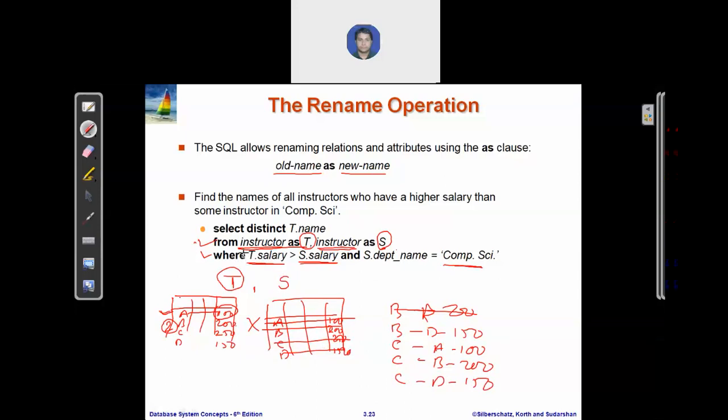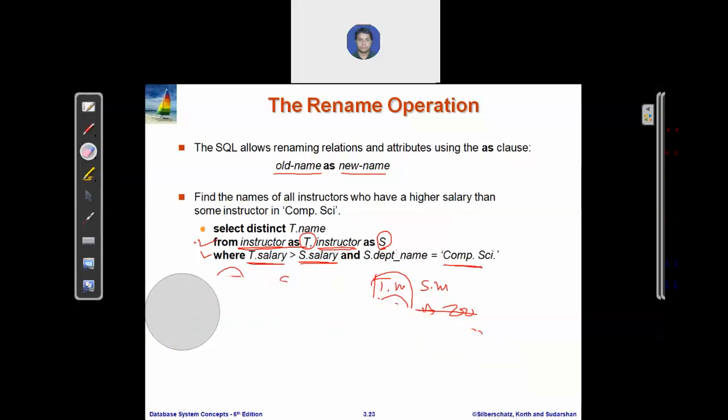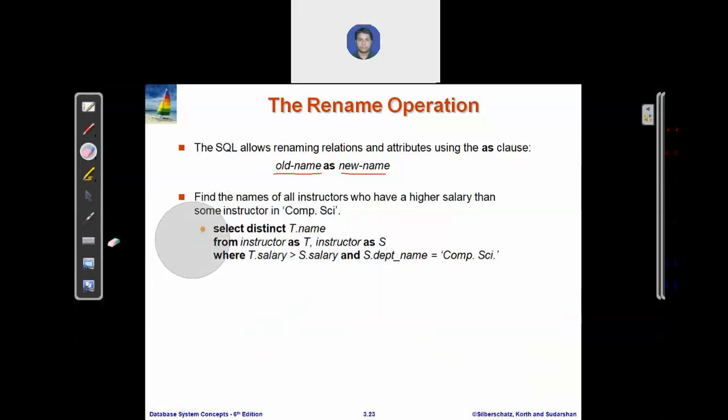Only those records where T salary is greater than S salary are considered, and then we check the next condition: the department name must be computer science. Then retrieve the name of the instructor, T dot name, from the T table. As you can see in this table, there is a T dot name and an S dot name, and you are retrieving only T dot name, not S dot name. Is this query clear to all of you? If it is clear, it is good.